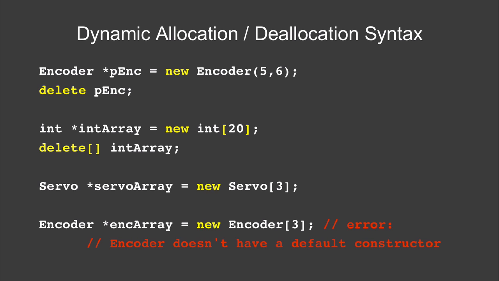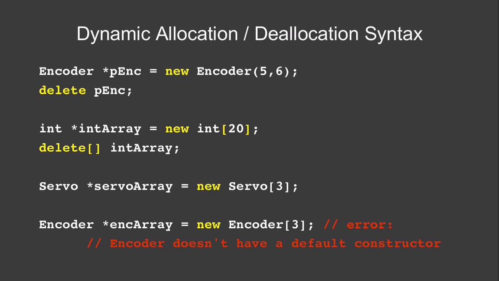We use new and the type of the object, and if it needs an initializer, and we put the result in some pointer. And when we end using it, we just delete the pointer with the keyword delete.